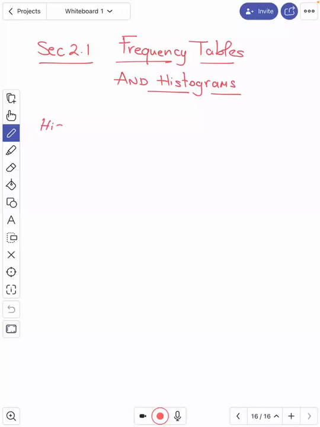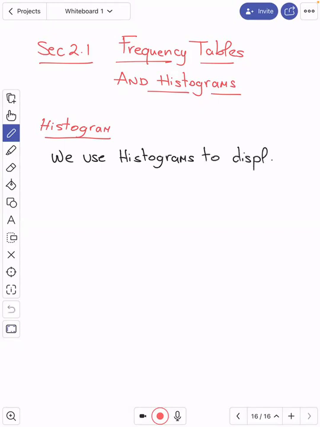The definition of histograms. We said we use histograms to display frequency or relative frequency, right?